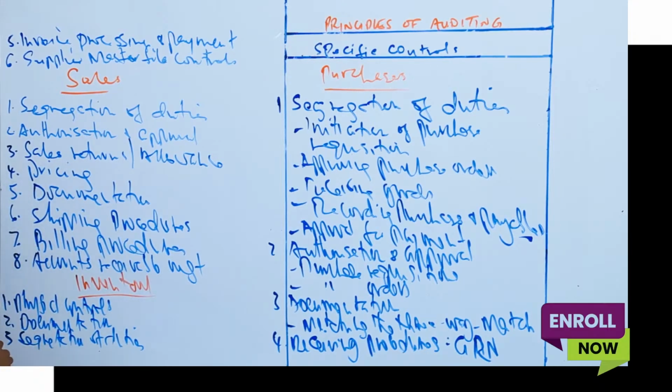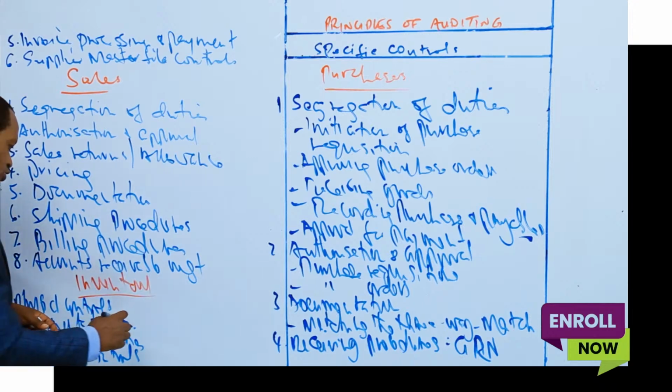Then we have 4, valuation controls. There ought to be procedures to ensure inventory is valued correctly, like the first in, first out method, the last in, last out method, the weighted average method, and so on. Valuation also means there ought to be regular review for obsolete, slow-moving, or damaged inventory and appropriate write-downs. You understand?